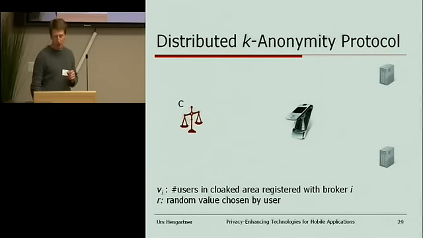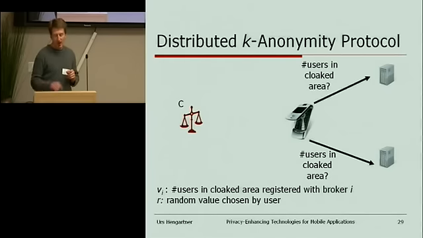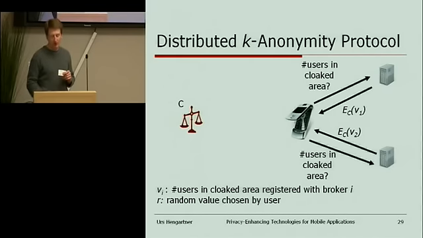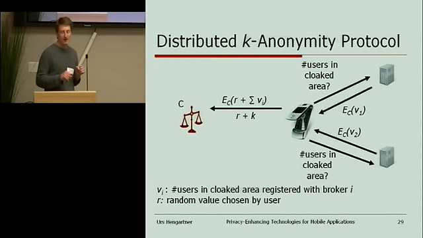The way the protocol works is the user asks each location broker about the number of people in her cloaked area. These location brokers return this information in encrypted form to the user. So the user is not going to learn these numbers. All the user can do is, again, using homomorphic encryption, sum up these numbers and send them to the secure comparison server. Well, actually, she's not going to send the sum. Instead, she's going to send the sum plus a random value r.